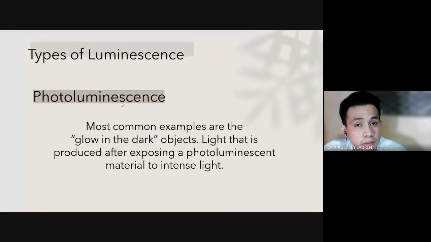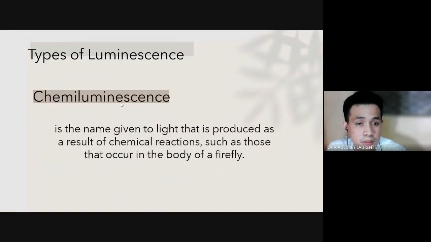And there are types of luminescence, which include photoluminescence, which is common in glow in the dark objects, which we usually see in toys or even in other simple devices or materials, with light that is produced after exposing a photoluminescent material to intense light. Second one is chemiluminescence, the name given to light that is produced as a result of chemical reactions such as those that occur in the body of a firefly.